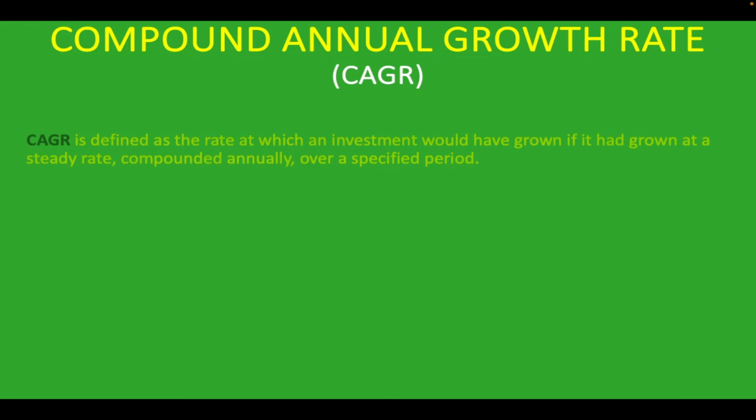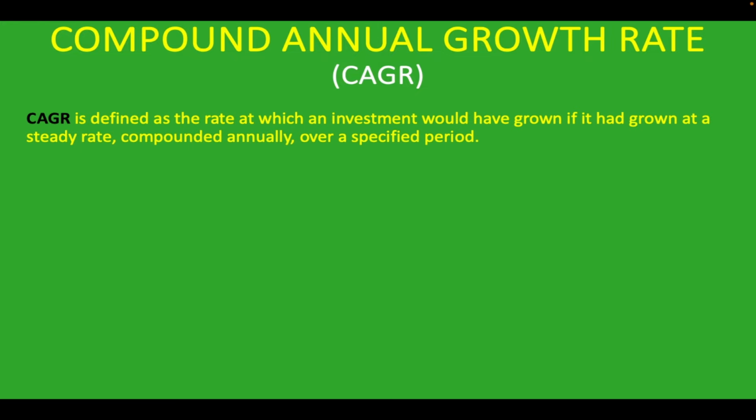But here we explain the concept behind the CAGR. So what is it? Well, compound annual growth rate is defined as the rate at which an investment would have grown if it had grown at a steady rate, compounded annually over a specified period.